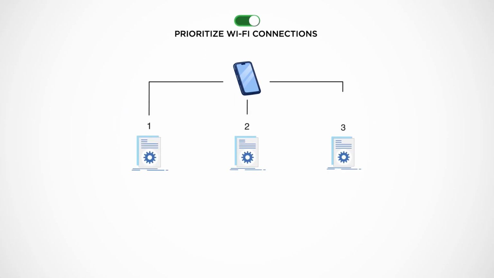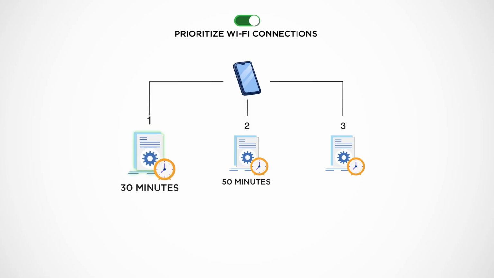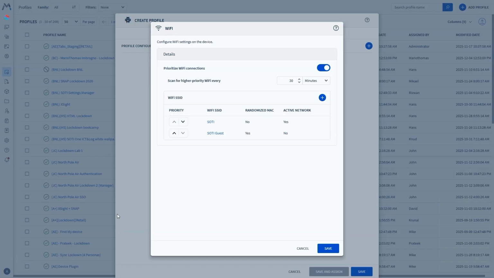If multiple profiles are applied to the device and each has its own timer, the one from the first applied profile takes precedence. For example, if Profile 1 has a 30-minute interval and Profile 2 has a 50-minute interval, the device will use the 30-minute interval to attempt reconnection to the highest priority network periodically. With prioritization and timed reconnection, your fleet stays aligned with your corporate infrastructure automatically.